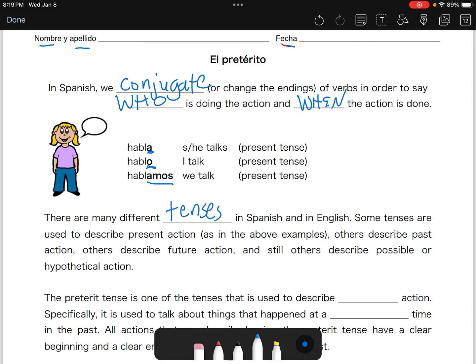So there are many different tenses in Spanish and in English. Some tenses are used to describe present action, as in the above examples. Others describe past action. Others describe future action. Still others describe possible or hypothetical action, which is called the subjunctive in Spanish. There's 3 different moods.